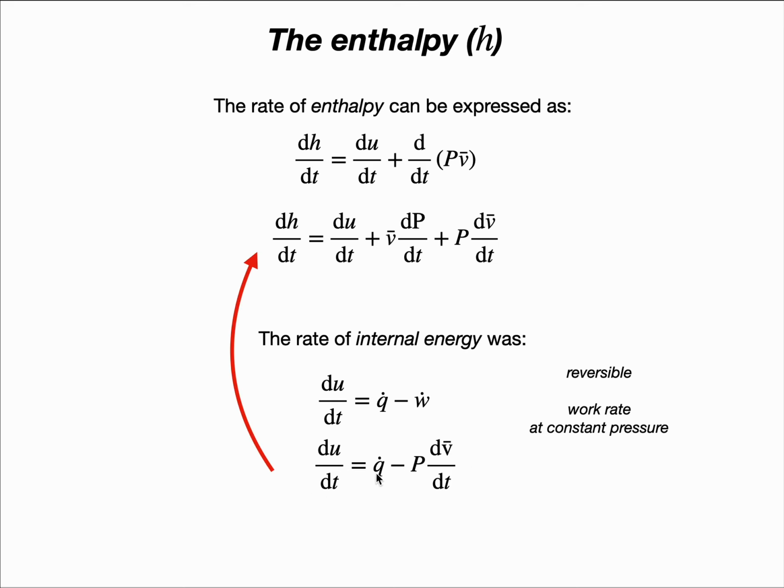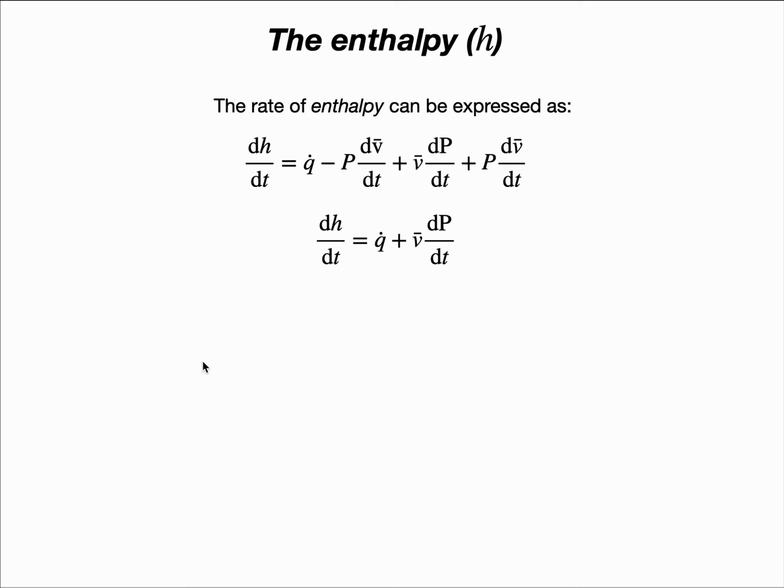And if we substitute dU/dt into the expression of dH/dt, we end up with this expression. dH/dt is Q dot minus P dV/dt plus V dP/dt plus P dV/dt. Of course, these two terms cancel out, and we end up with the expression of the enthalpy rate, dH/dt, is Q dot plus V dP/dt.